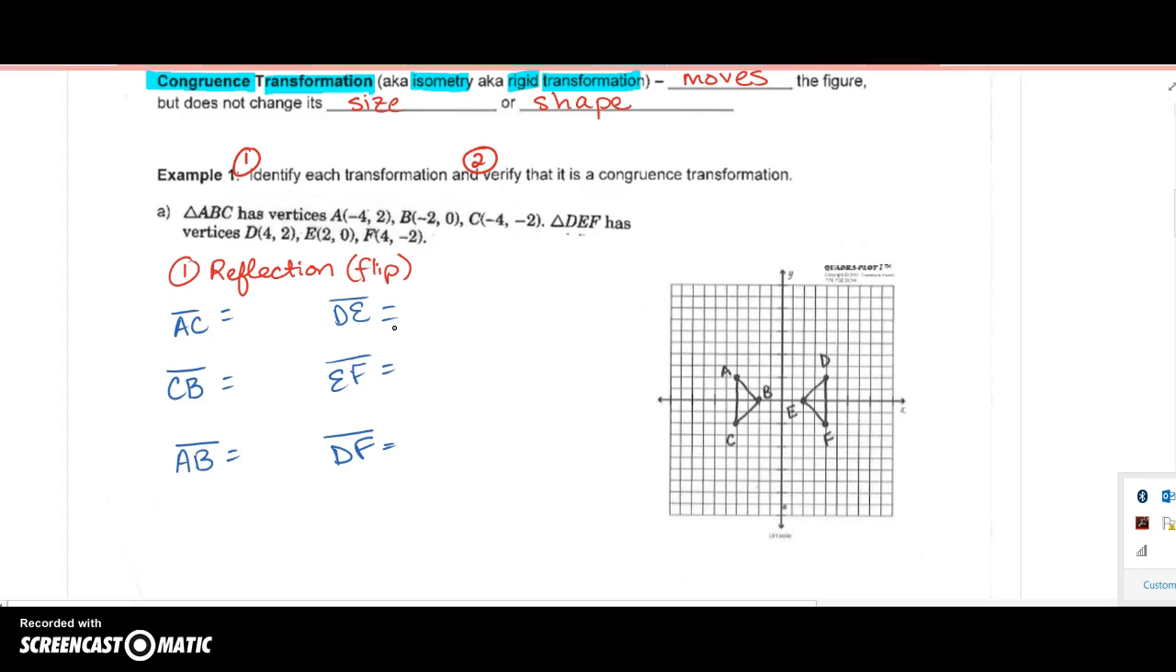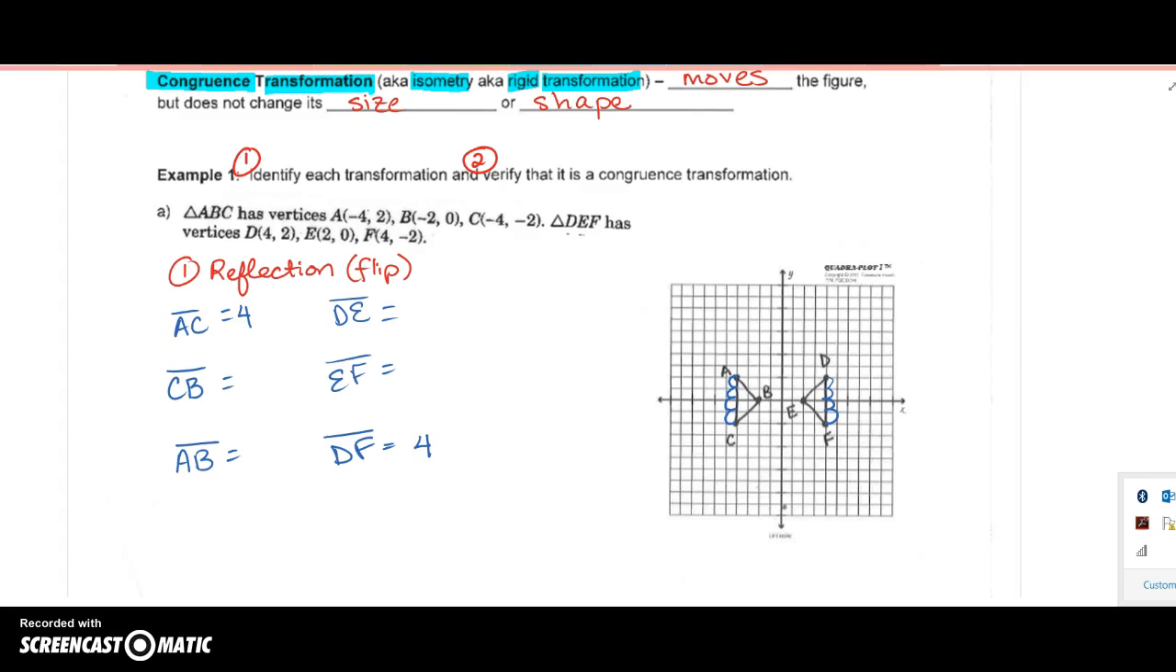Alright, so here we go. We have AC, all I have to do is count the squares. 1, 2, 3, 4. And DF is 1, 2, 3, 4 as well. We have one pair of matching sides. I could have written that probably in a different order.